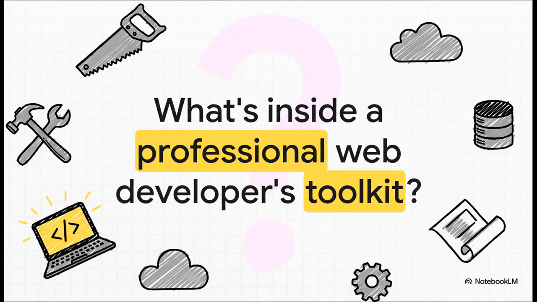So, this is the big question, right? What's actually in the toolkit? You can think of it like peeking into a master mechanic's garage. What are the essential tools they can't live without? This syllabus from Already Engineering College is basically our blueprint. It's going to show us everything.